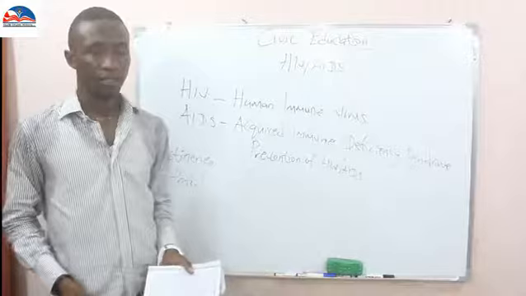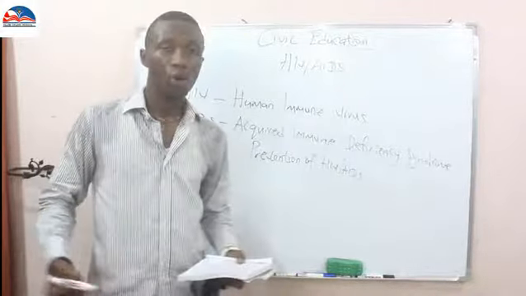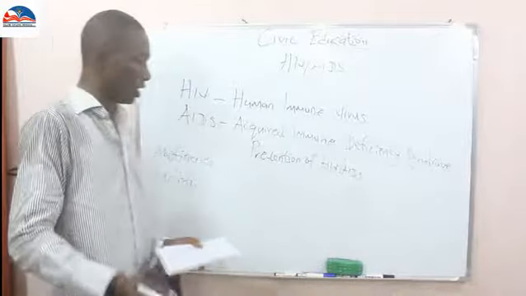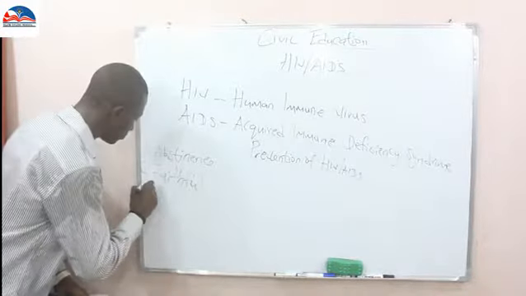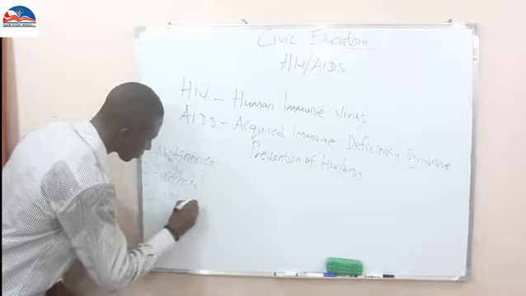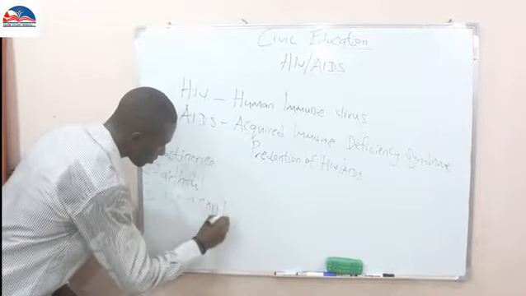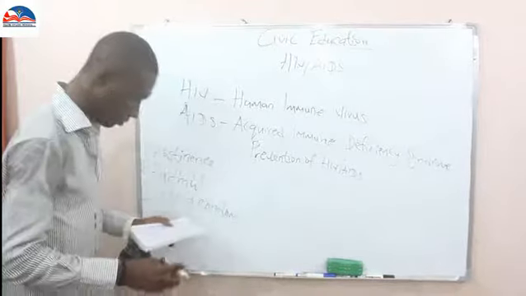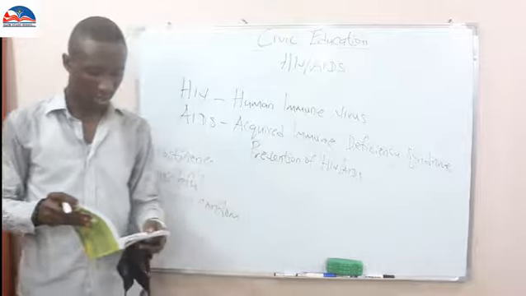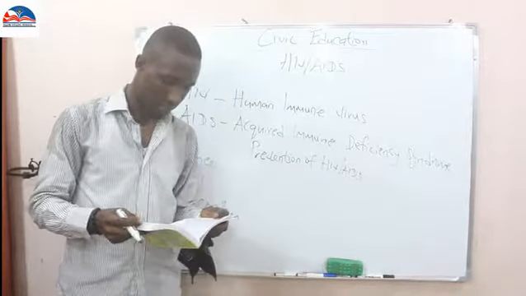If somebody is married and goes to have other sexual partners outside the marriage, you run the risk of being infected with HIV. Another preventive measure is the use of a condom. The condom helps in preventing HIV.